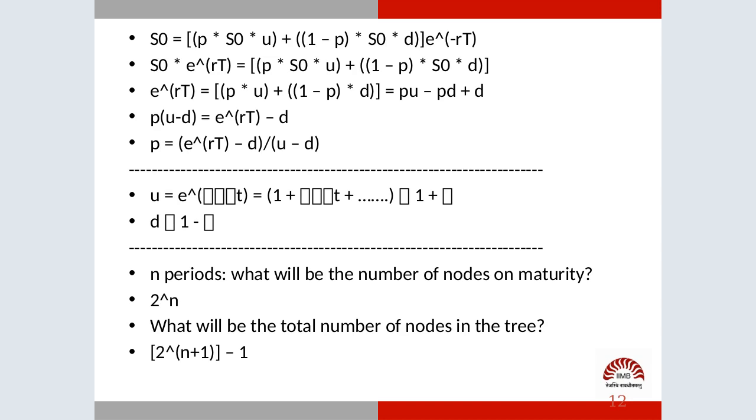And if I add the total number of nodes, that becomes 2 raised to the power of n plus 1, minus 1. So in this, what is n? What is n out here?